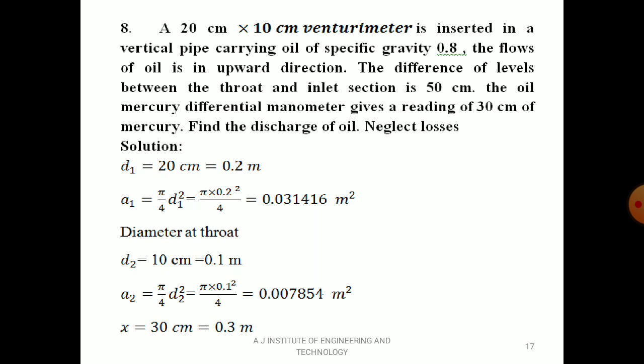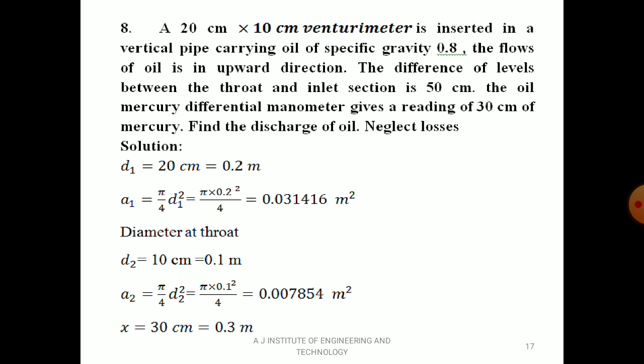Solution: D1 equal to 20 centimeter, that is equal to 0.2 meter. A1 equal to pi by 4 D1 square, so that is equal to pi into 0.2 square divided by 4, which is 0.031416 meter square. Then the diameter of the throat is given as 10 centimeter, so D2 equal to 10 centimeter, that is 0.1 meter. Therefore A2 equal to pi by 4 D2 square, which is pi into 0.1 square divided by 4, that is 0.007854 meter square. That is the value of A2.